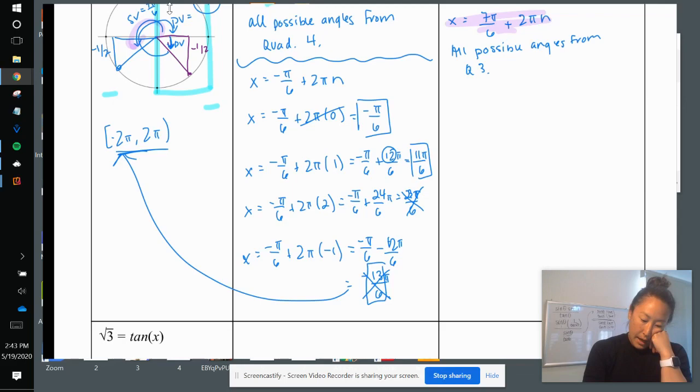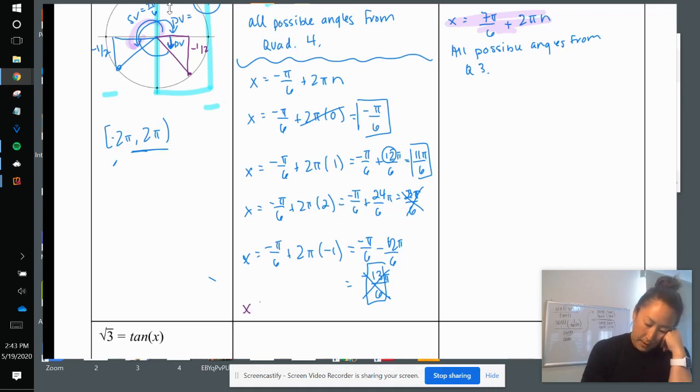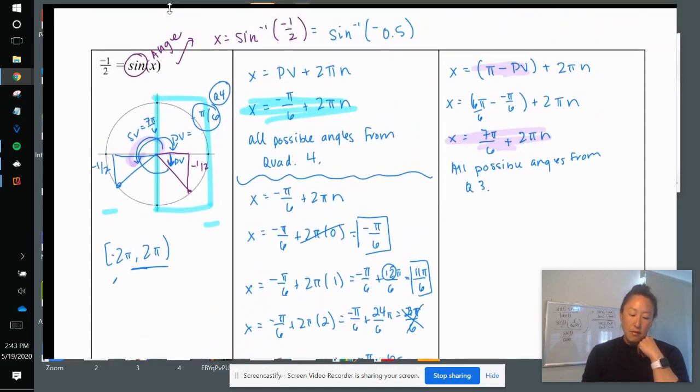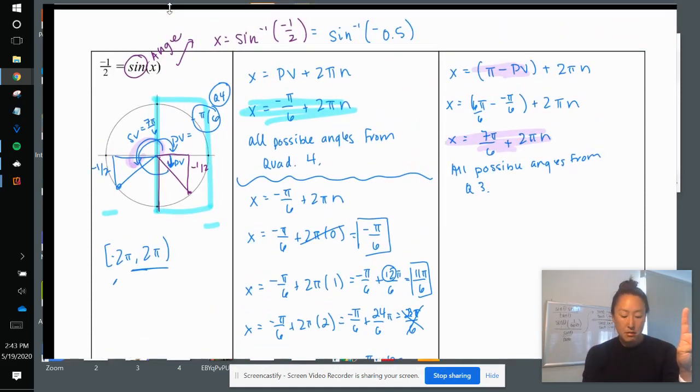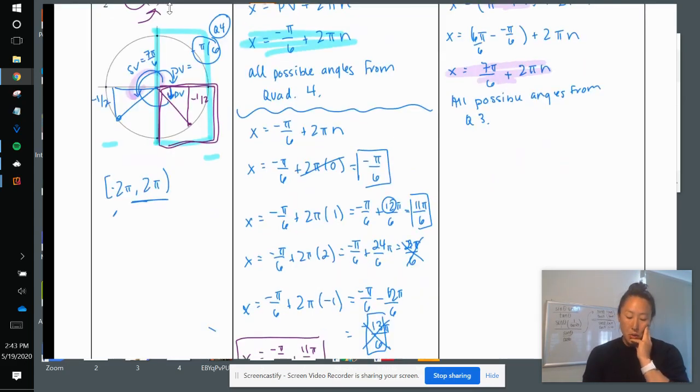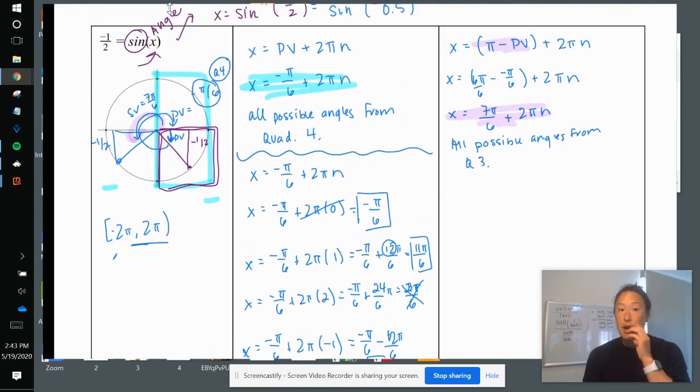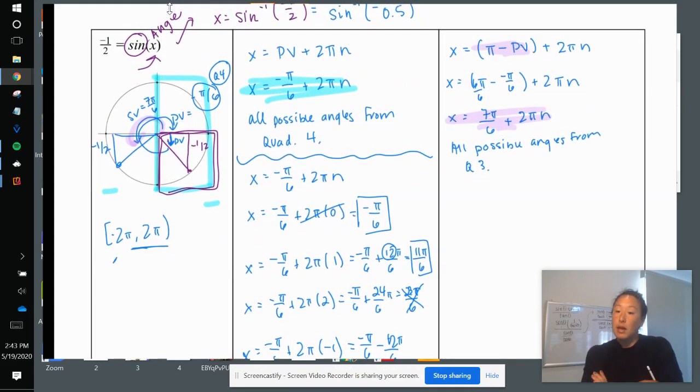So I list my answers like so, because this is a mess. My answers are negative pi over 6 and 11 pi over 6. Those are the two values for the fourth quadrant that are going to make, if I input 11 pi over 6 or negative pi over 6 in for x, it's going to give me a ratio of negative 1/2.